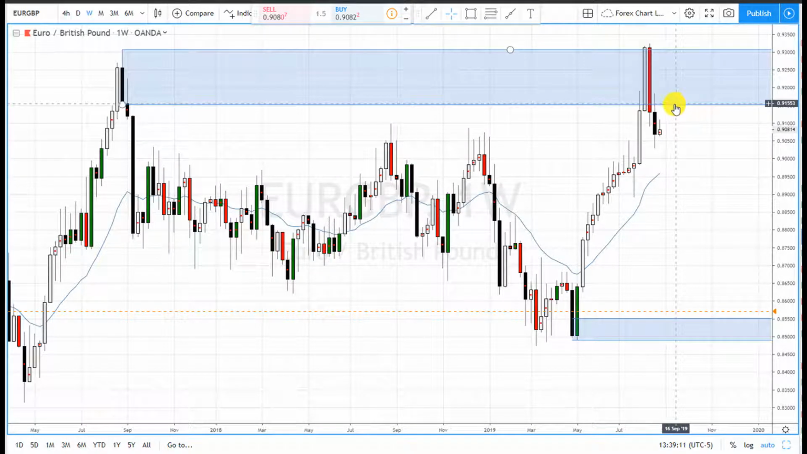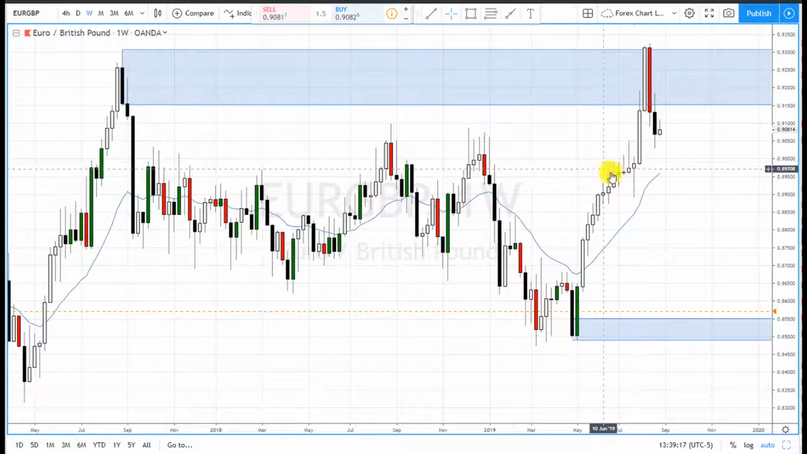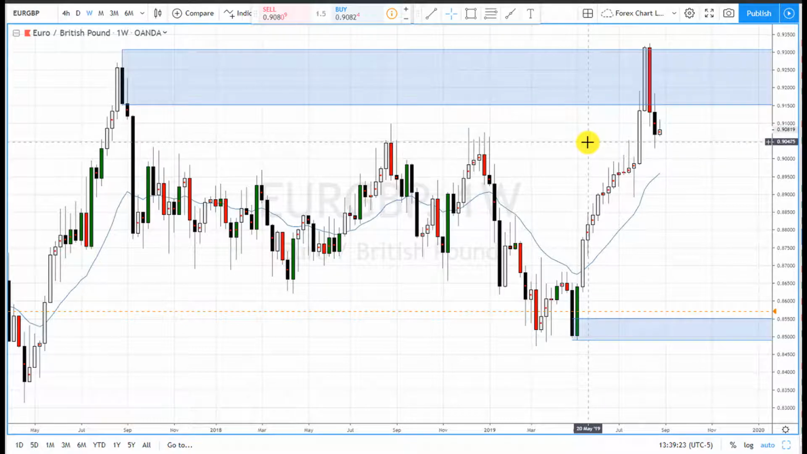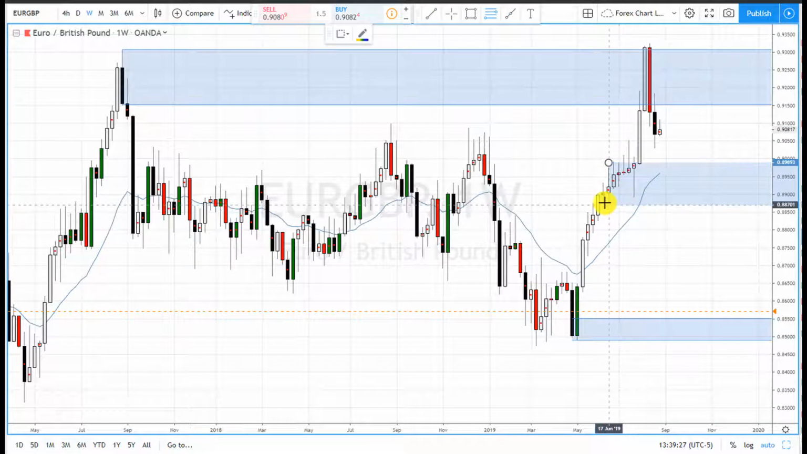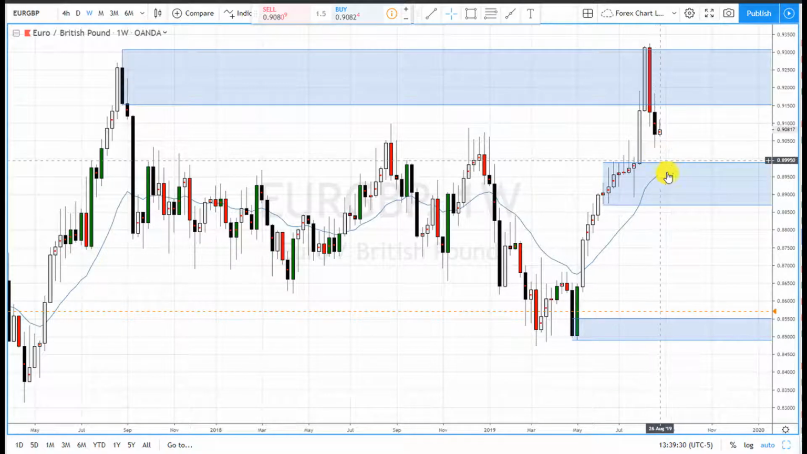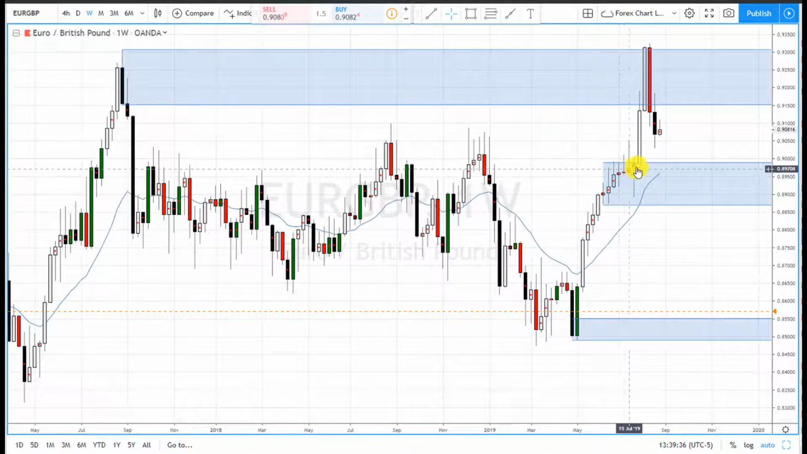On the weekly, we have this area of supply being taken out too, and then price dropped. So this is a good thing. We do want price to drop to retrace to our area of demand so we can go long. But the problem is this. If you want to take it, you could, but it just depends on what your trading plan is. For my trading plan, this basing is not very strong.